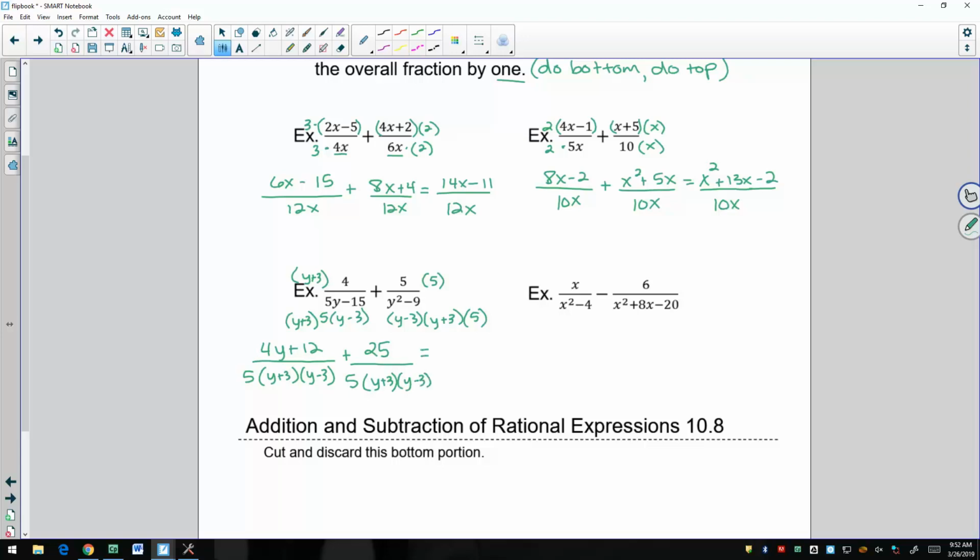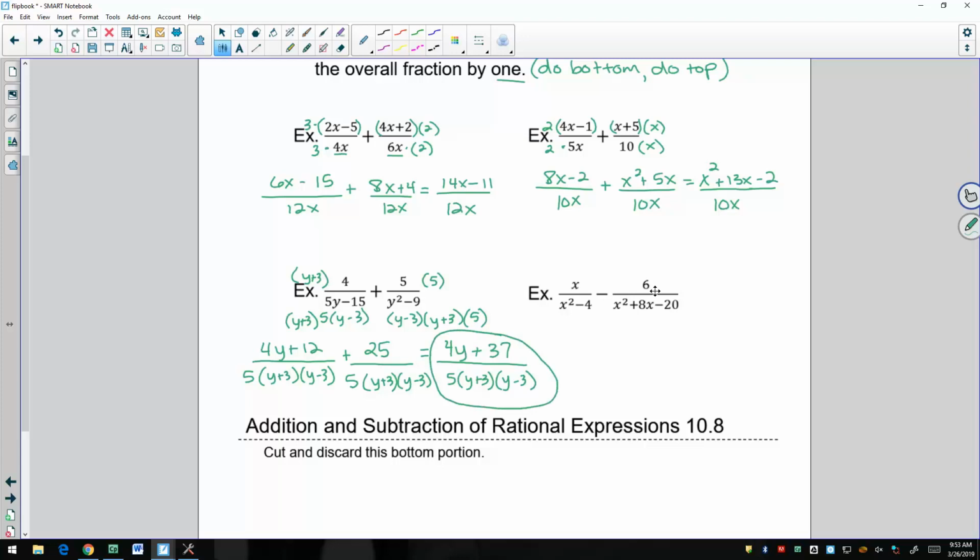So now I know my common denominator, and my answer's denominator is going to be 5 times y plus 3, y minus 3. And on the top, I'm going to add together any common terms that I can. I can add the 12 and the 25. The 4y has no other y to combine with, so it stays 4y. But 25 plus 12 is 37. And that's your final answer.